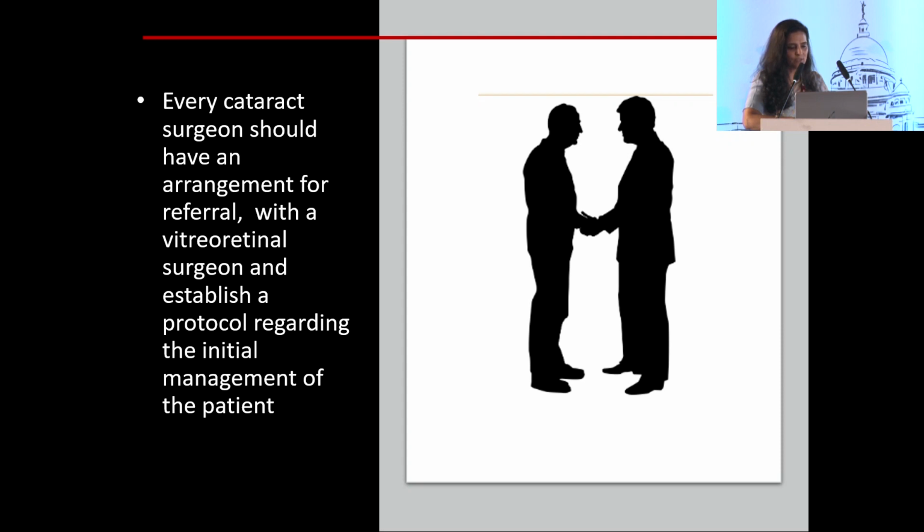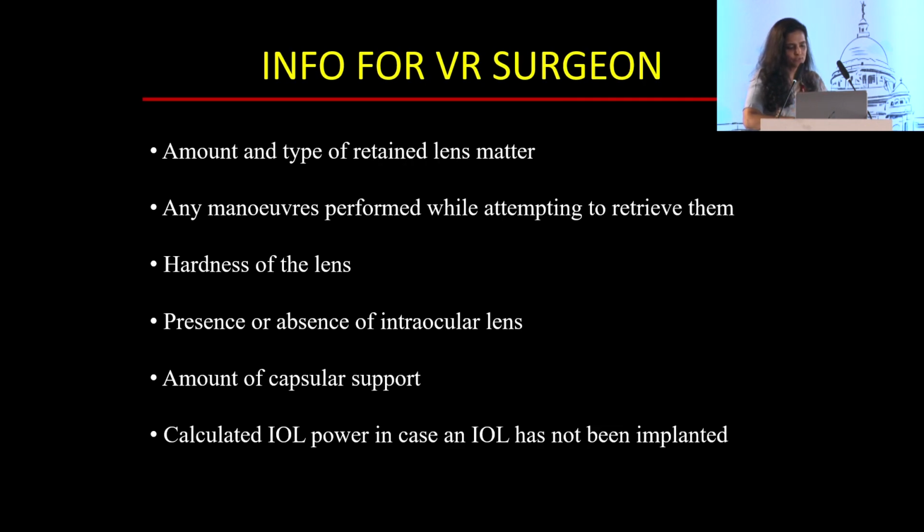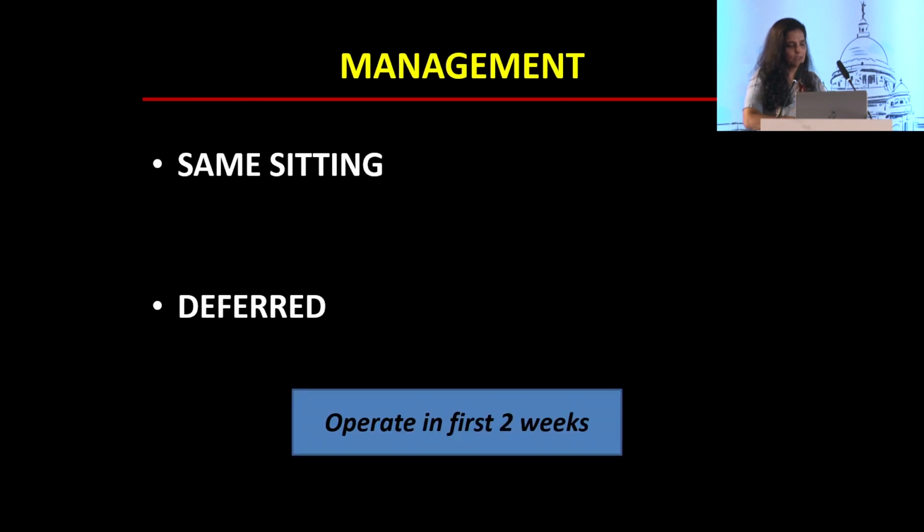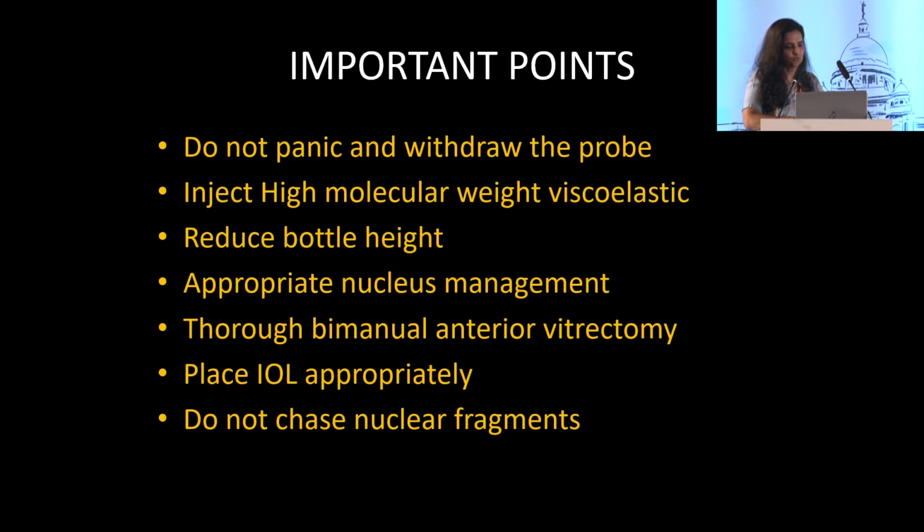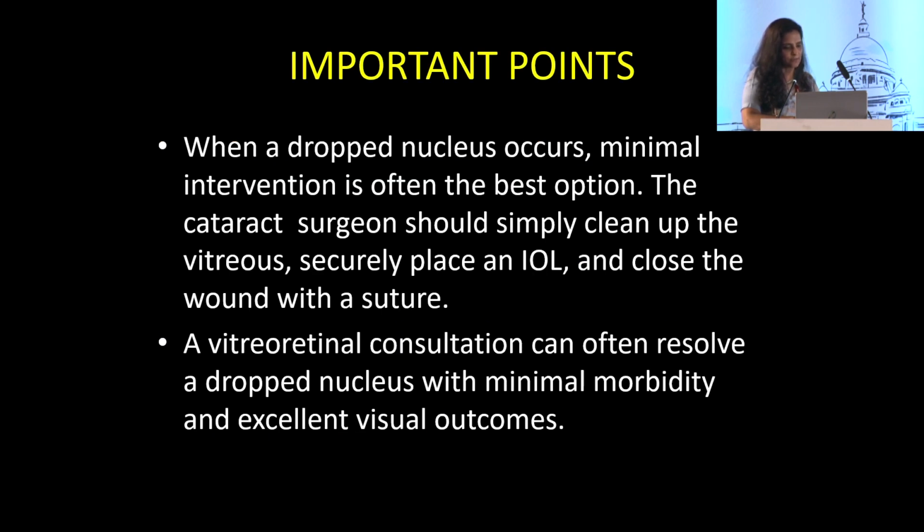Always have an arrangement for referral with a vitreoretinal colleague and establish the protocols for the initial management of the patient. The management of a drop nucleus can be done in the same sitting or it can be deferred. It's okay to operate within the first 2 weeks. So to conclude, do not panic and withdraw the probe when you have a PCR. Inject high molecular weight viscoelastic, reduce the bottle height, manage the nucleus appropriately, do a thorough bimanual anterior vitrectomy, place the IOL and do not chase the nuclear fragments.